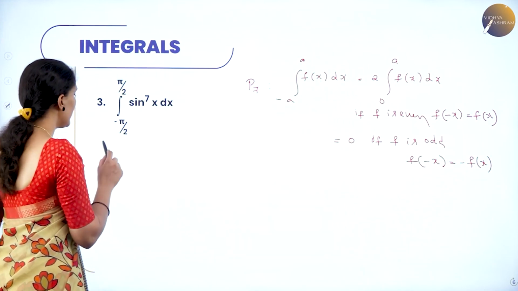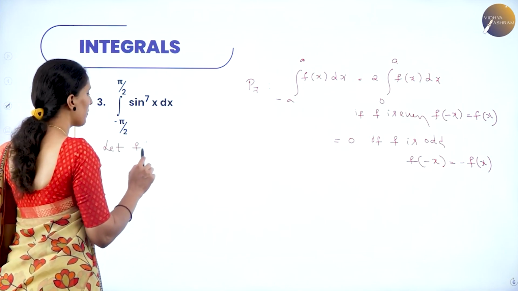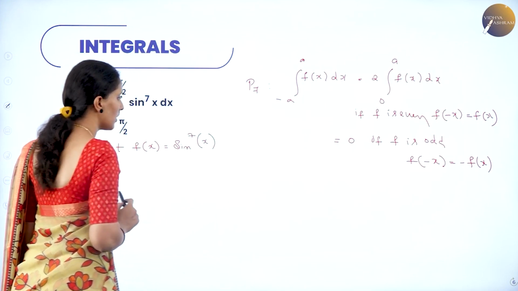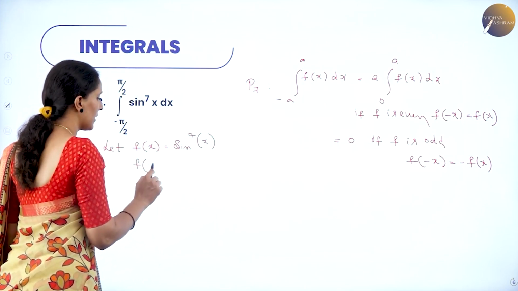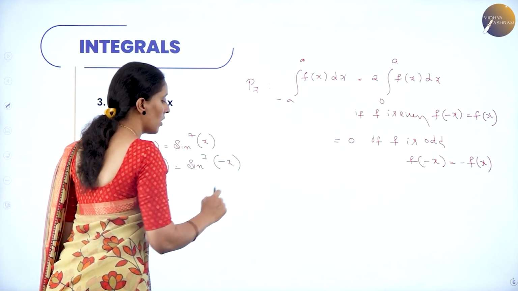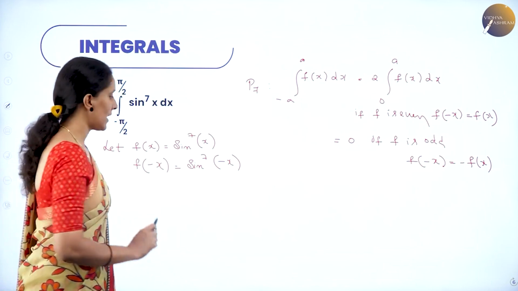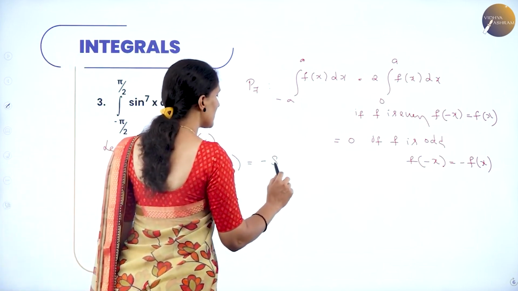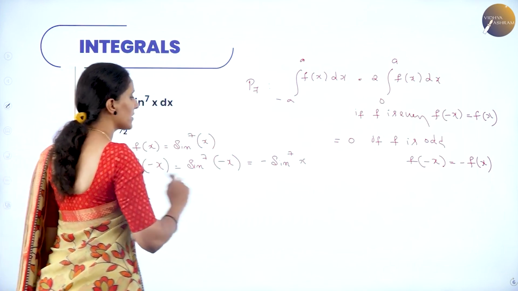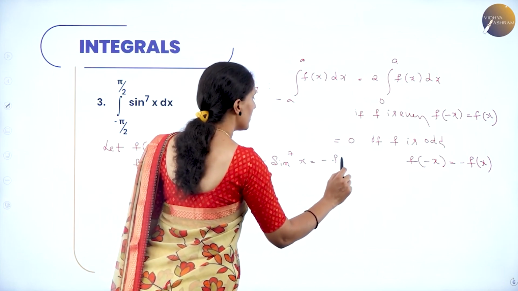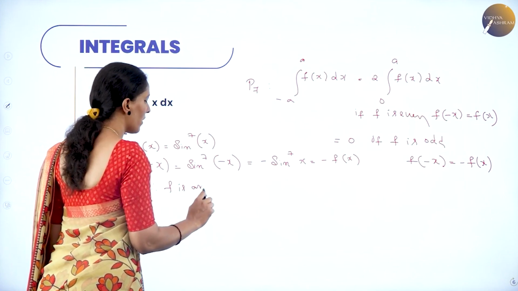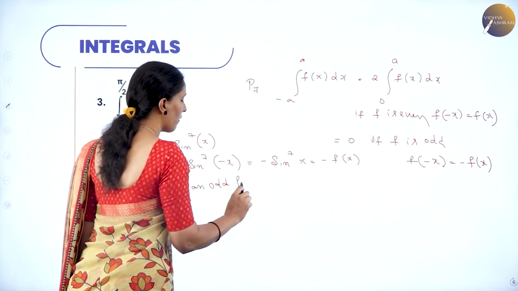So let me take f of x is equal to sine power 7 of x. Now change to f of minus x. f of minus x is sine to the power 7 of minus x. What is sine of minus theta? It is minus sine theta. So this becomes minus sine power 7 of x. Sine power 7 of x is nothing but f of x. So therefore it is minus f of x. So therefore f is an odd function.